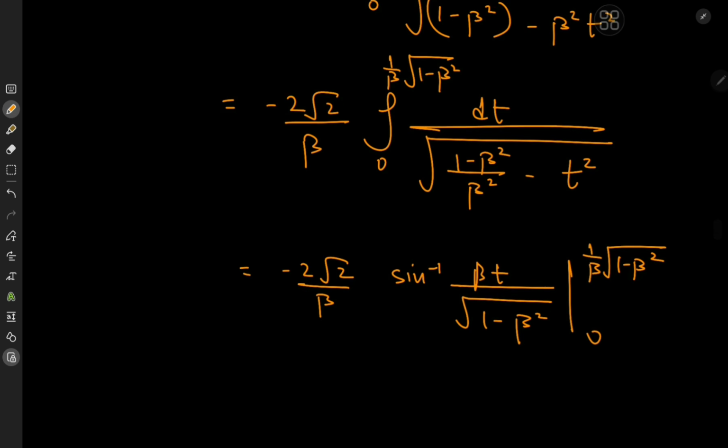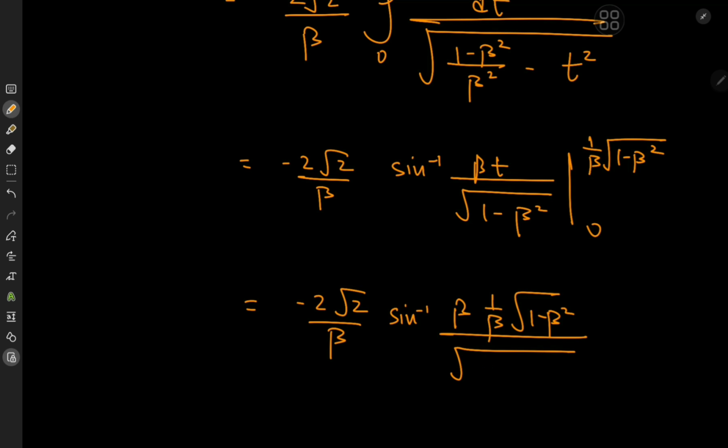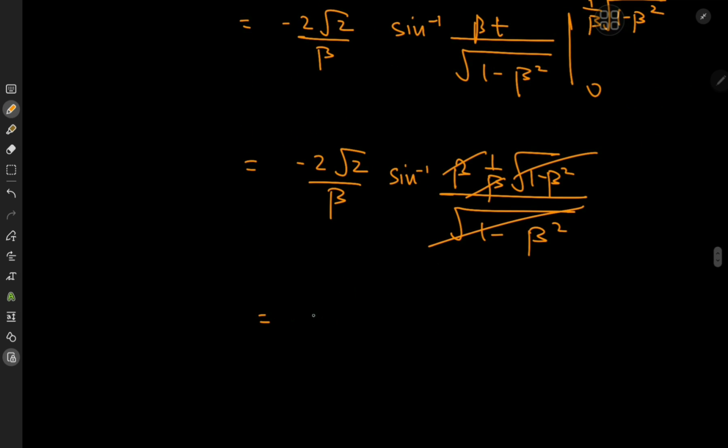Because as t approaches 0, we have inverse sine of 0, which is a big bad 0. And then as t approaches the upper limit, we have negative 2 root 2 divided by beta times the inverse sine of beta times 1 by beta times root 1 minus beta squared divided by root 1 minus beta squared. And we have some lovely cancellation taking place, meaning that we have negative 2 root 2 divided by beta times pi by 2.